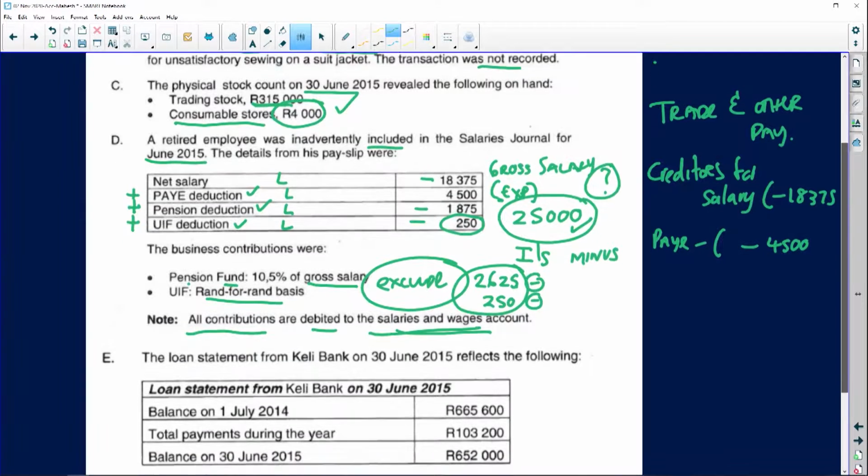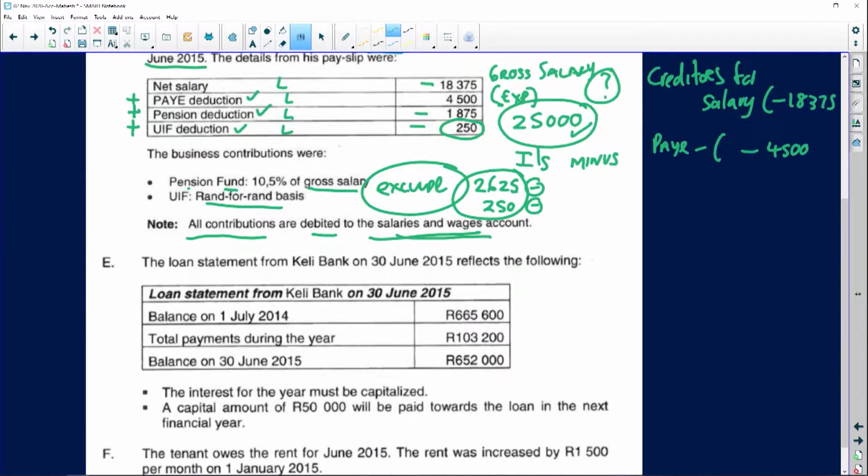Right, let's now move on to adjustment E, which tests your knowledge on interest being capitalized. So remember, capitalization of interest could be tested in your financial statements, income statement, balance sheet, or in the cash flow statement. So either way, guys, it's there in your exam. Please make sure you understand this particular concept.